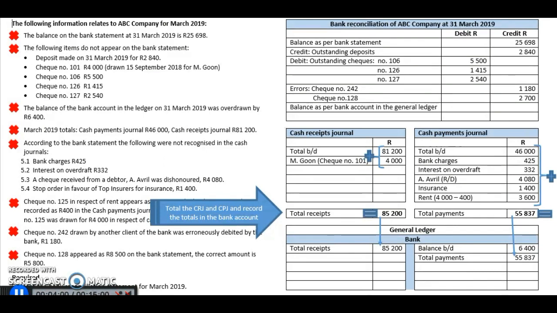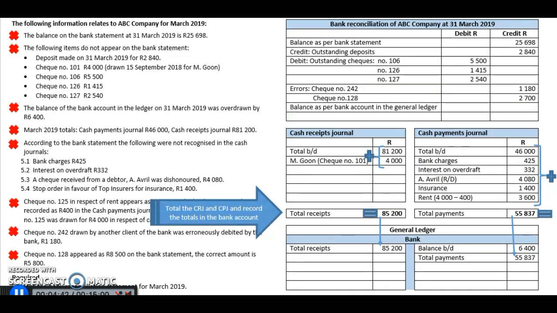First total the cash journals, because if you remember, totals of the cash journals update the bank account in the general ledger, and the balance of the bank account is needed for the bank reconciliation statement. Total receipts in the cash receipts journal equals 85,200 rand, and this is recorded to the debit side of the bank account. It is debited as it represents an increase in the asset. Total payments equals 55,837 rand, and this goes onto the credit side of the bank account.